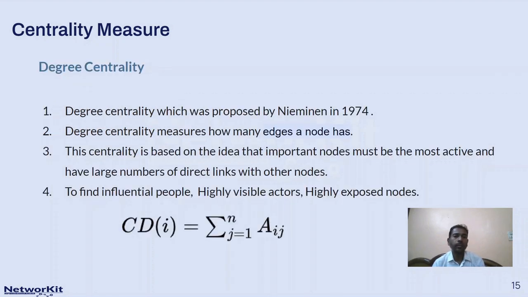Degree centrality was proposed by Nieminen in 1974. Degree centrality measures how many edges a node has. This centrality is based on the idea that an important node must be the most active and have a large number of links with other nodes. Degree centrality is used to find influential people, highly visible actors, and highly exposed nodes.